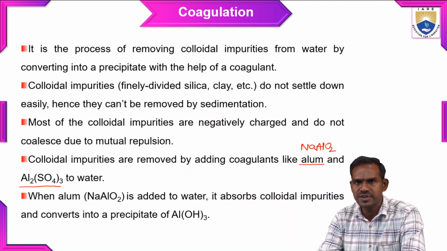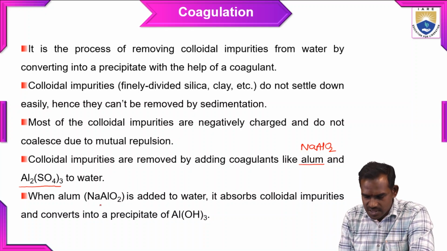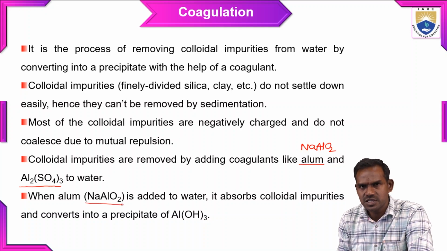What happens when alum is added to water? How will it convert colloidal impurities into precipitates? Let's see with an equation. Here alum is added to water.